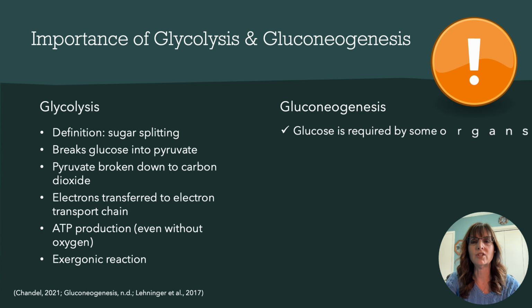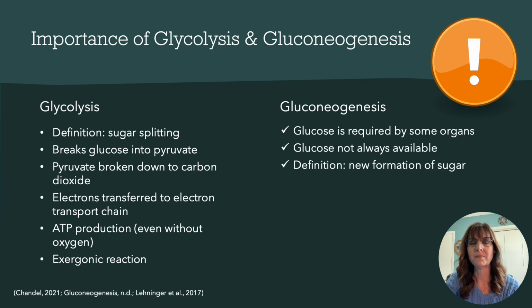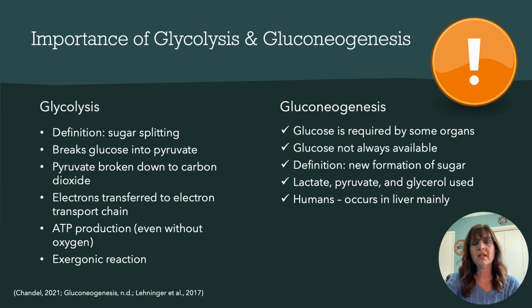Now, some organs rely upon glucose, but it's not always available. While stored glycogen can be converted into glucose, sometimes that storage is inadequate. So the body uses gluconeogenesis to form new sugars from precursors such as lactate, pyruvate, and glycerol. In humans, this mostly occurs in the liver. Now, when there is excess glucose, glycogen is formed and stored.